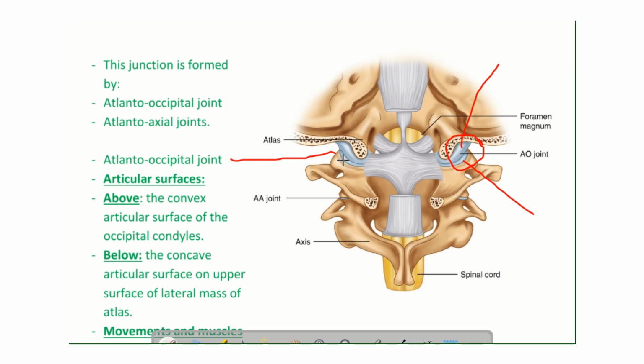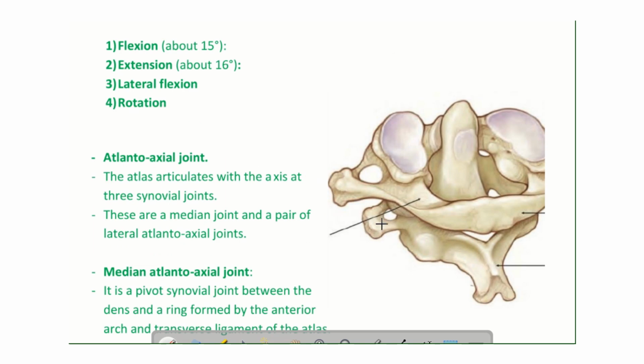This joint permits flexion, forward flexion 15 degrees, backward, this is extension 16 degrees, and lateral flexion either to the right or to the left. This is the atlanto-occipital joint, which is the first junction between the skull and the vertebral column.